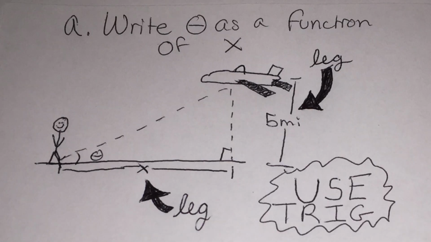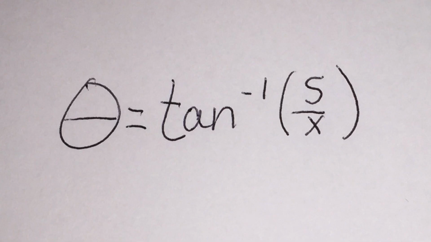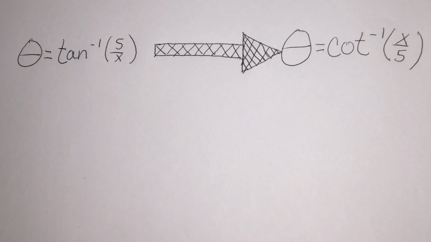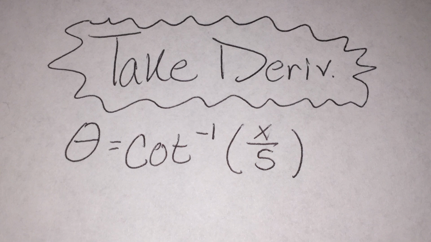So, in order to write theta as a function, you must use trigonometry. Since you are given the opposite and adjacent legs of the triangle, to solve for theta, you must take inverse tangent of 5, which is the opposite leg, divided by x, which is the adjacent leg. In order to ensure a simpler derivative process, we will change inverse tangent to inverse cotangent, which will also reverse the leg values given. The angle theta and distance x over 5 are both functions of time t.